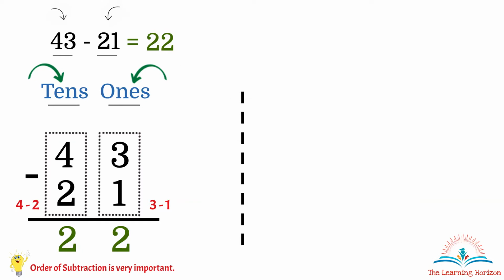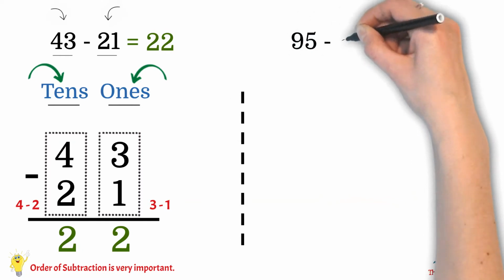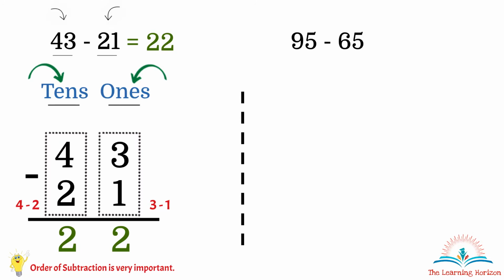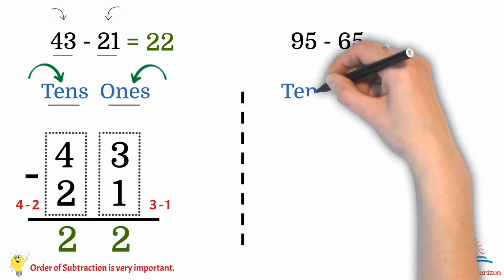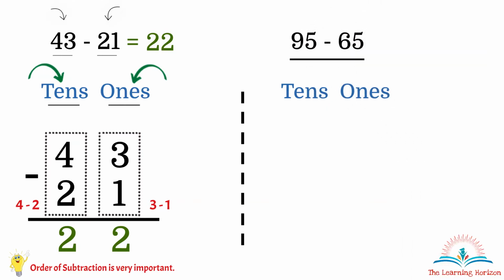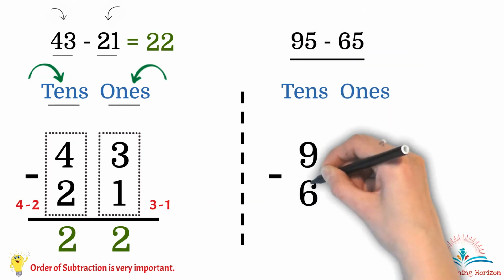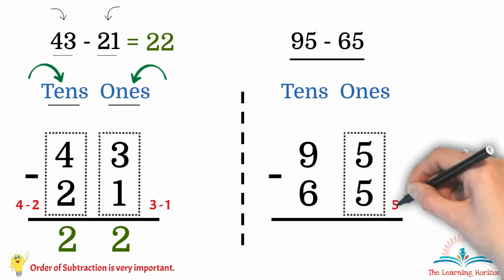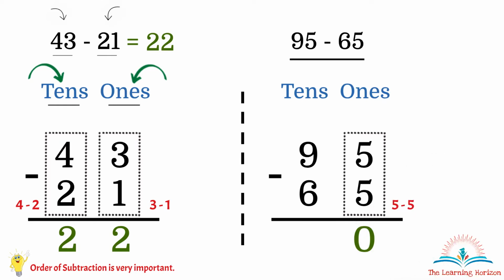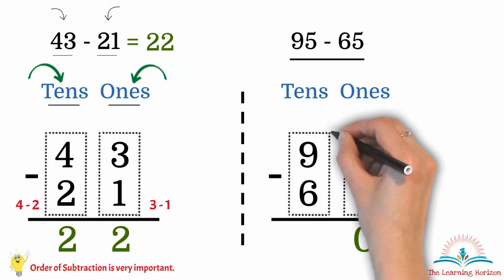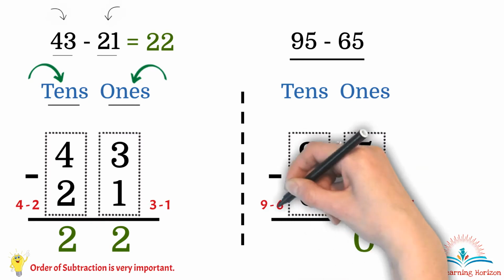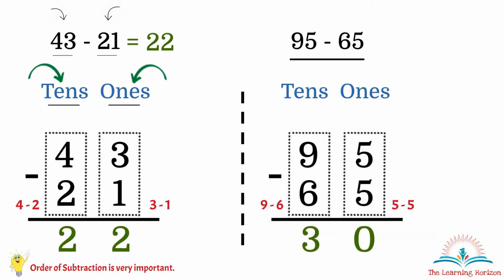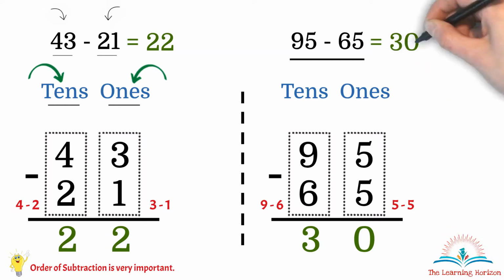Let us look at another example. 95 minus 65. We will follow the same steps. Line up the numbers as tens and ones in the same order. That is 95 minus 65. We will first subtract the ones. 5 minus 5 is equal to 0. We will then subtract the tens. 9 minus 6 is equal to 3. So 95 minus 65 is equal to 30.